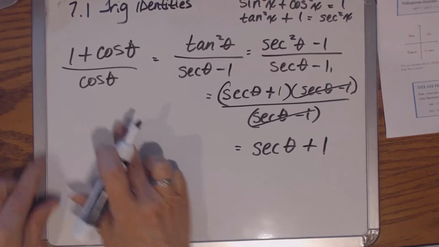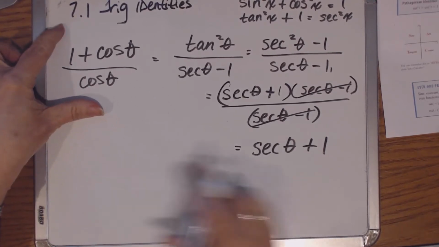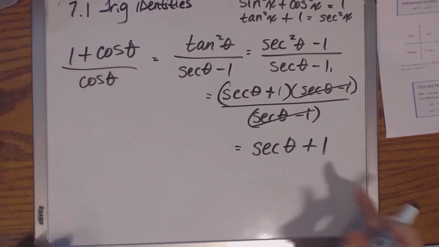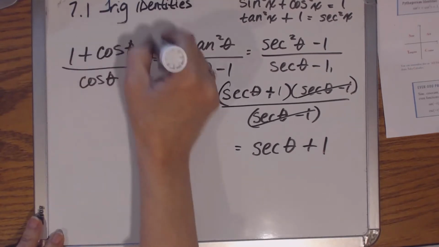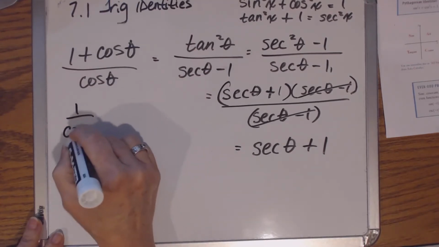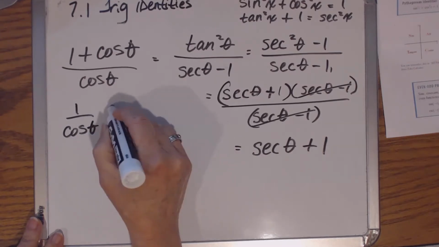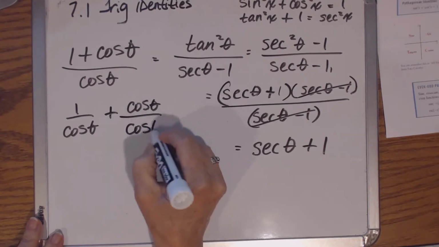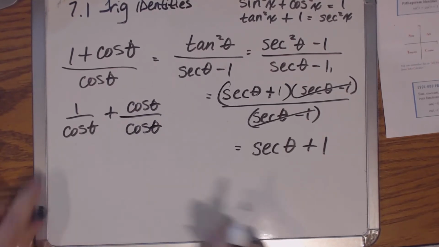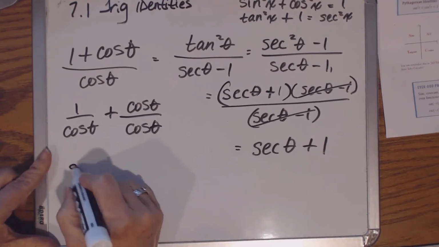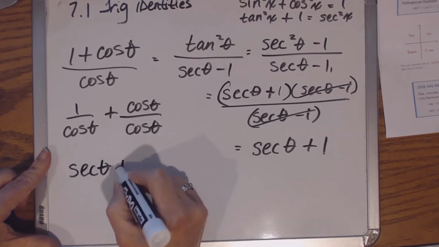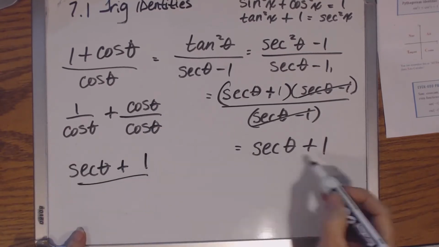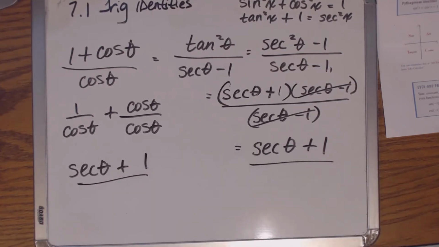So I'm thinking, I can already see that 1 over cosine of theta is secant of theta. So let's see if I can easily transform this into this. Well, I'm going to bunny ear this, okay? I'm going to say, hey, this is 1 over cosine of theta plus cosine of theta over cosine of theta. I am there. 1 over cosine of theta is secant of theta, and cosine of theta over cosine of theta is 1. The left-hand side equals the right-hand side.